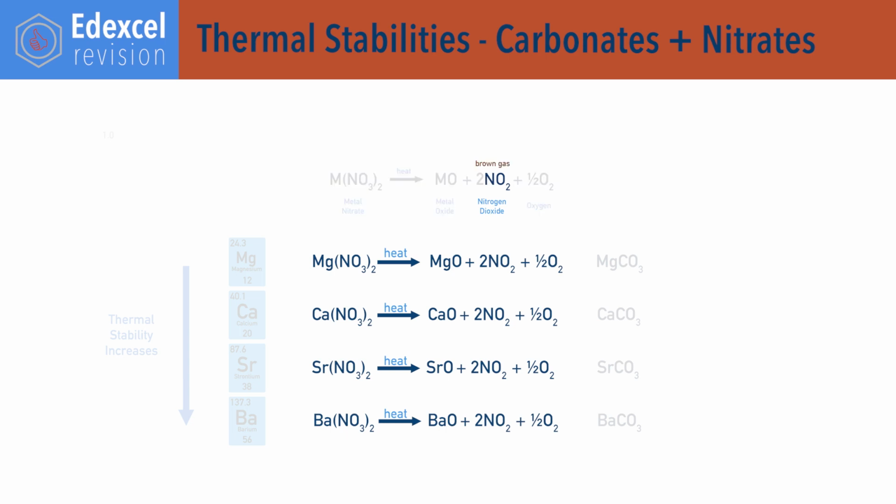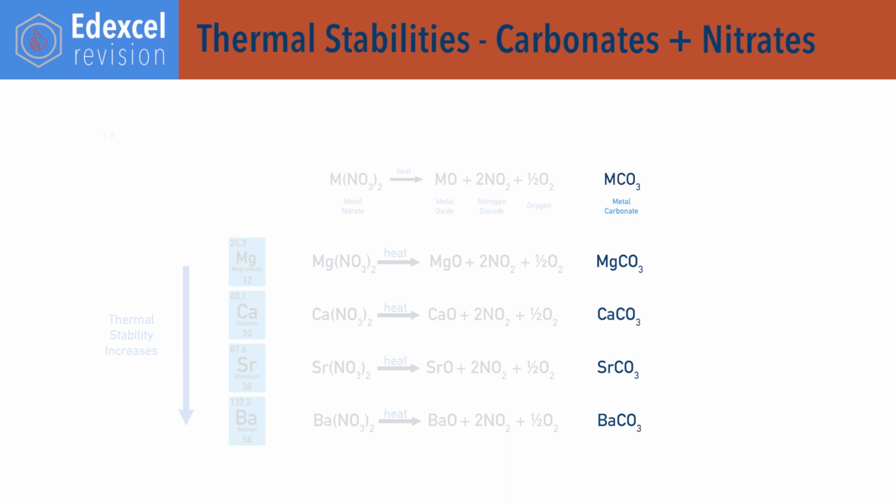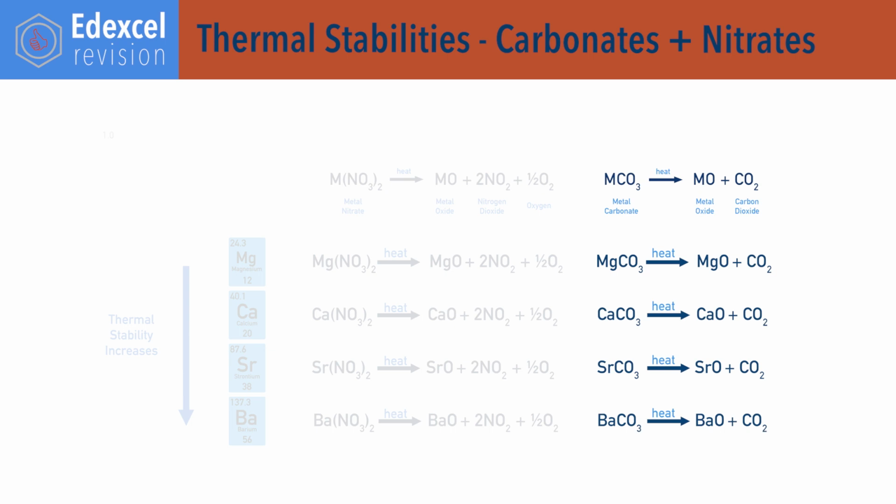Group 2 metal carbonates, MCO3, break down into a metal oxide and carbon dioxide gas when heated, MCO3 to MO plus CO2. The starting metal carbonate and the metal oxide formed are both white solids, with the carbon dioxide a colourless gas.